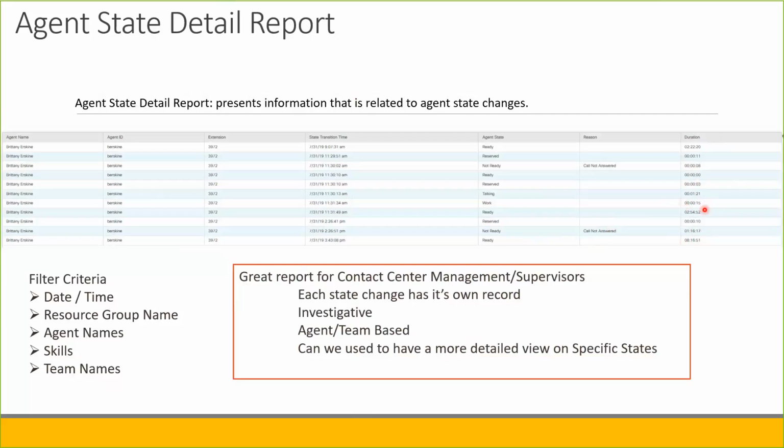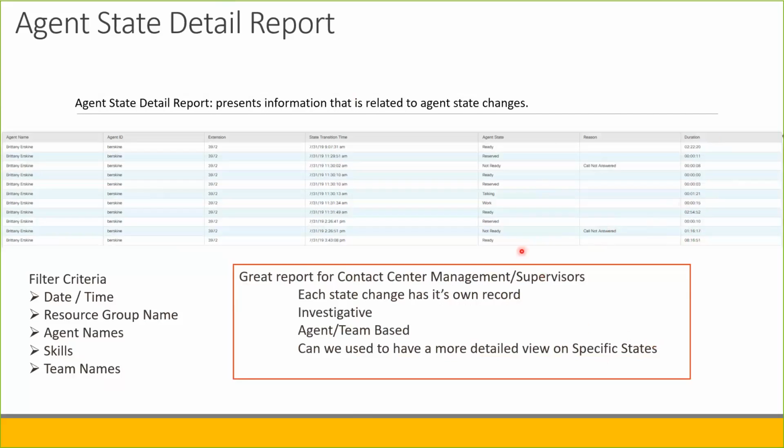Or maybe this is a coaching opportunity where you had somebody that was on break for 2 hours. Maybe it's just that they forgot to move their state back to ready. That happens a lot. So this is something where you can go and look at it at the agent level. You can also look at this by the team level, okay?